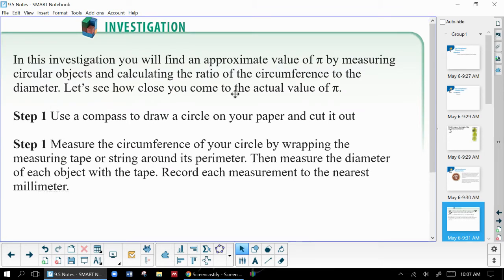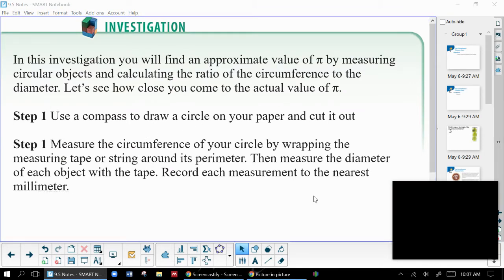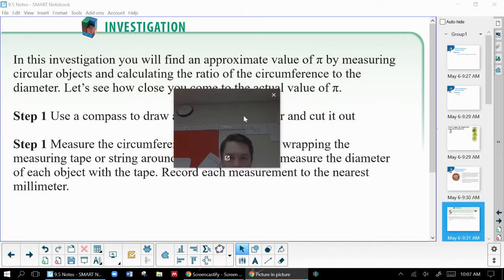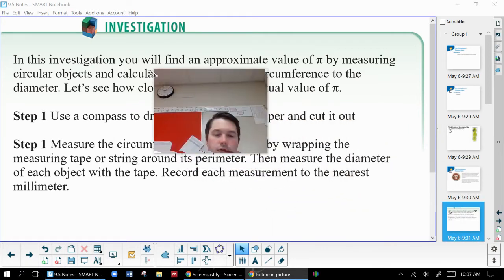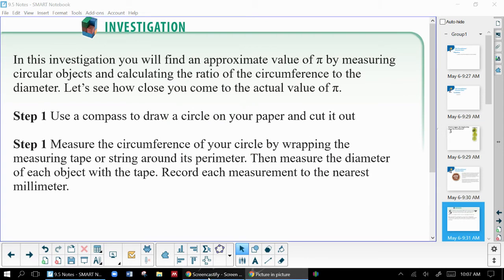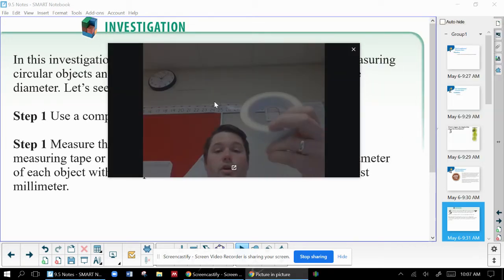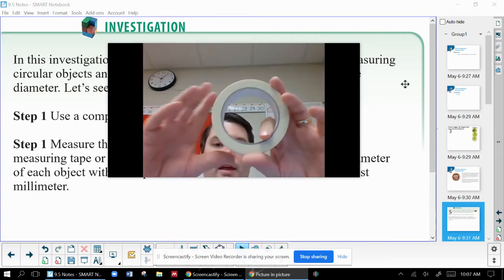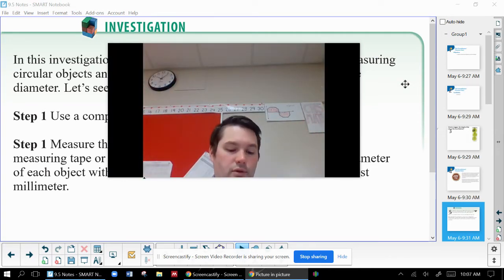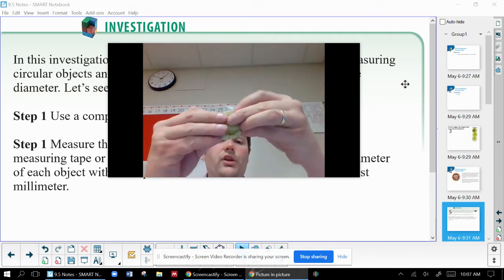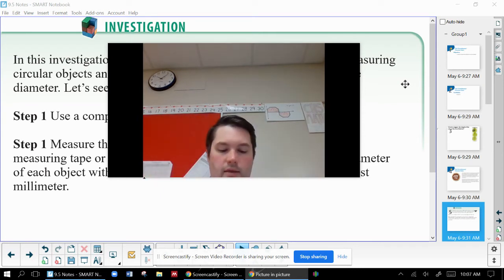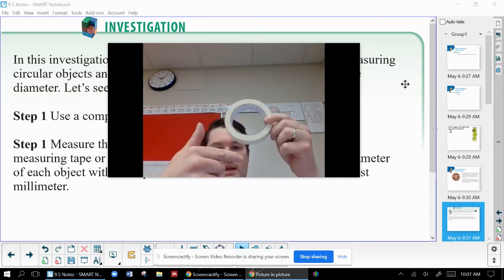So in class, we're going to be cutting out some circles to measure for this activity. But if you're at home trying to do this, just go ahead and find something that is circular. And if you don't happen to have a cloth tape measure like this, which I'm going to guess most of you don't, you can use a piece of string to measure around it, and then a ruler or something to measure the string, and then measure the diameter of the circle.